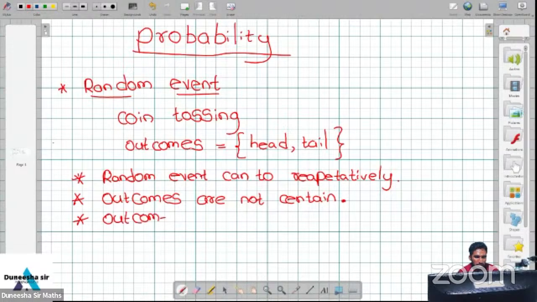The outcomes are not in a pattern. Okay. Write down these three.